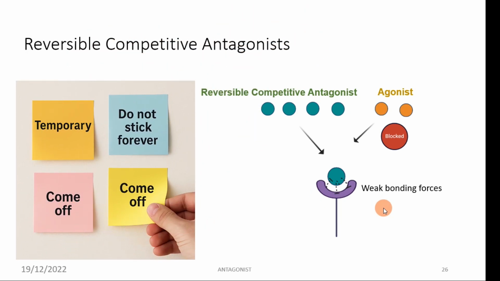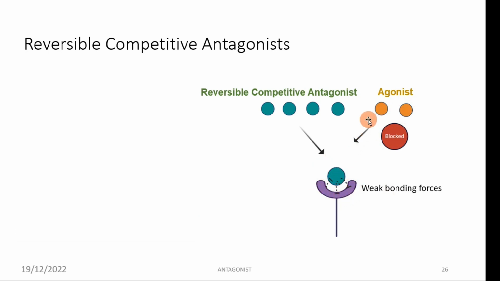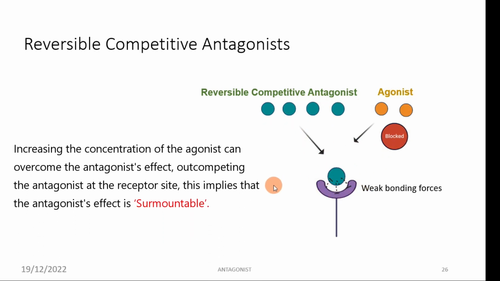Sticky notes, meaning you can peel them off. Or the agonist can, if there's enough of it. Precisely. Because that binding is weak, it's temporary. If you flood the system with enough agonist, the agonist molecules will eventually just outcompete the antagonist for the binding sites. The effect is surmountable.